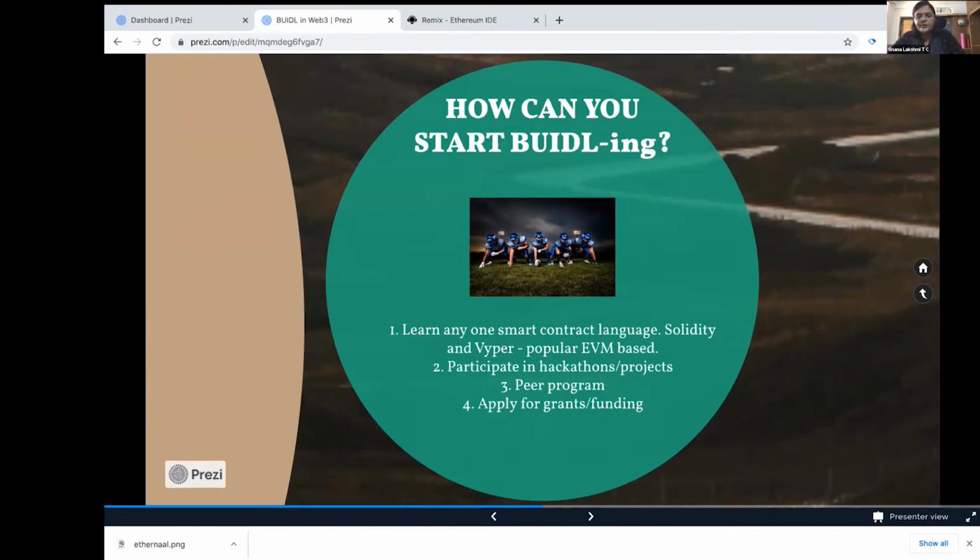A couple of steps that could help you get started. You can start with learning any smart contract language. Solidity and Viper are the most popular for EVM based, which is Ethereum Virtual Machine. So I would highly recommend you go for these. Solidity is, of course, much more popular than Viper, and it would give you a great head start to start building in the ecosystem. Once you have learned something, immediately try to put it to use.